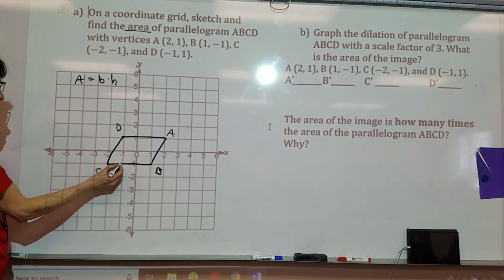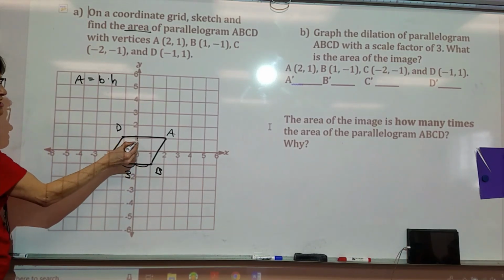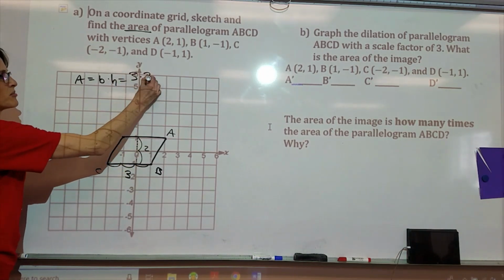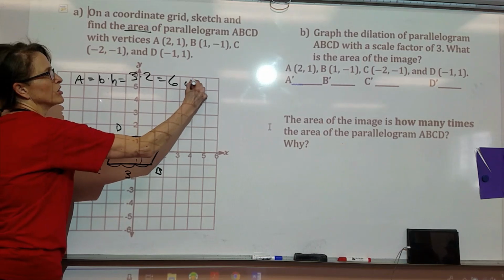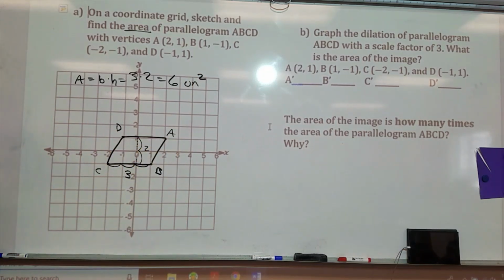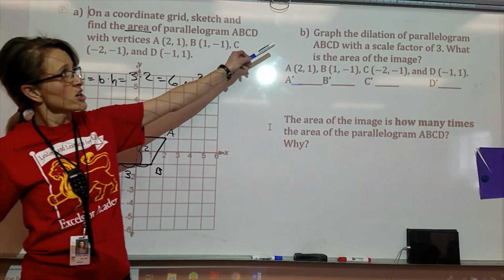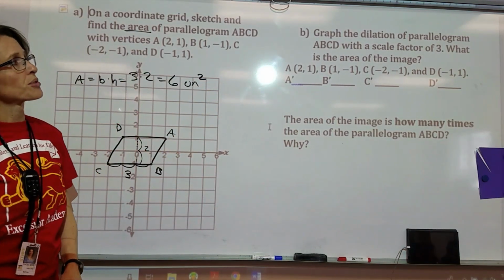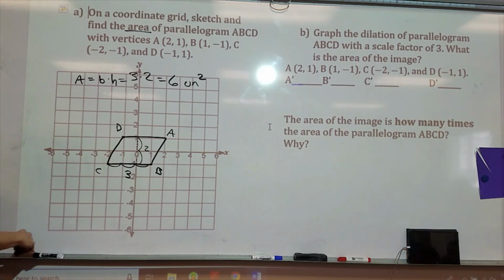Our base is 1, 2, 3 units. Our height is 1, 2 units. So base times height is 3 times 2, which is 6 units squared. But here's where we get more fun. Part B of our question says graph the dilation of the parallelogram with a scale factor of 3. What is the area of this image?